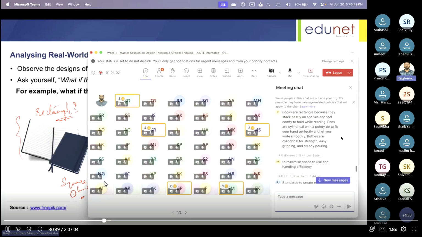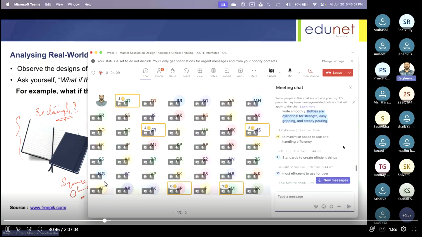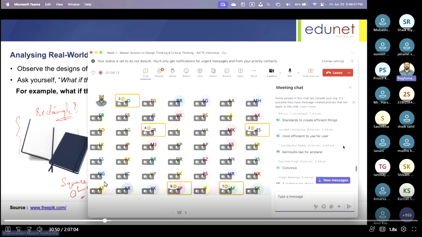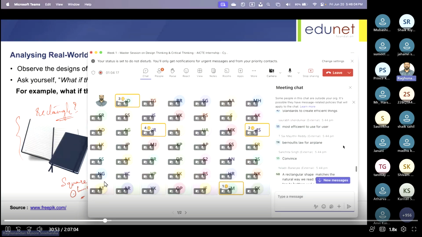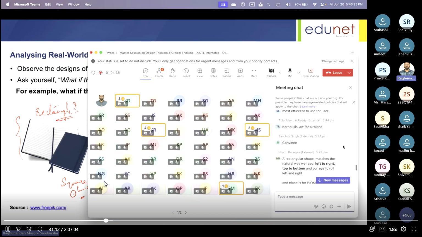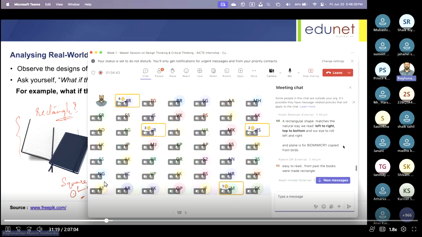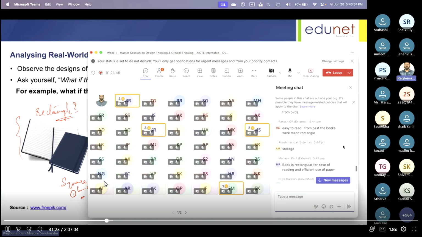Bottles are cylindrical for strength. That's a very good answer. Easy gripping and steady pouring. Good. To maximize space. Standards to create efficient design, most efficient for the user. Bernoulli's law for airplane. Good. Let us forget the physics first and just imagine why it is required. We basically try to copy what was there in nature, right? One of your friends told us we are copying it from the bird. Rectangular shape matches the natural way of reading, left to right, top to bottom. Biomimicry, copied from birds. Lots of good answers.